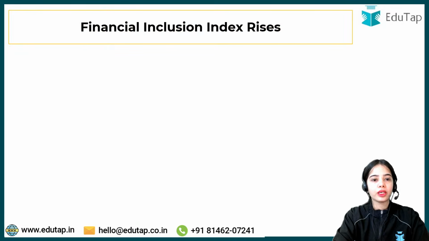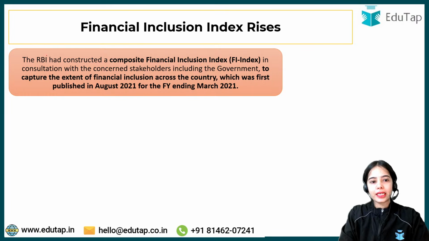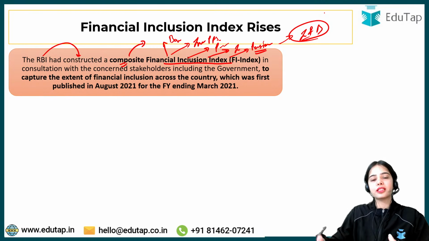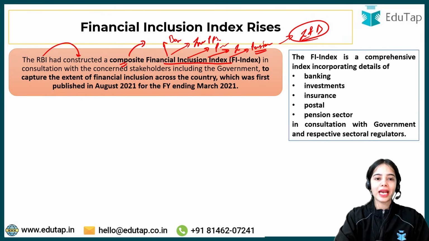Now, RBI had constructed a composite financial inclusion index. Composite means that this index not only looks after banking products and services, but also looks at investment, postal, insurance, and pension products and services. Are individuals and businesses getting access to these different products and services? So RBI had constructed a composite financial inclusion index.